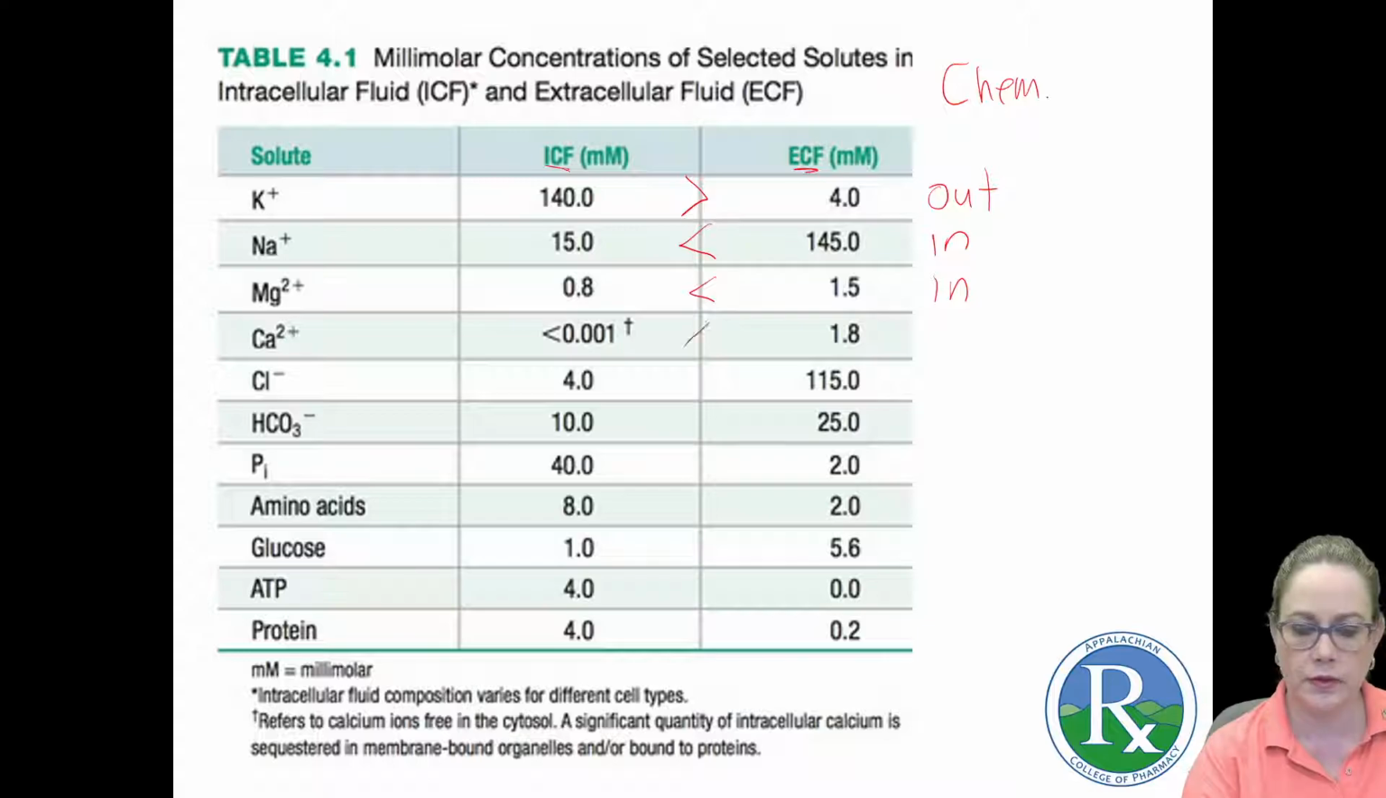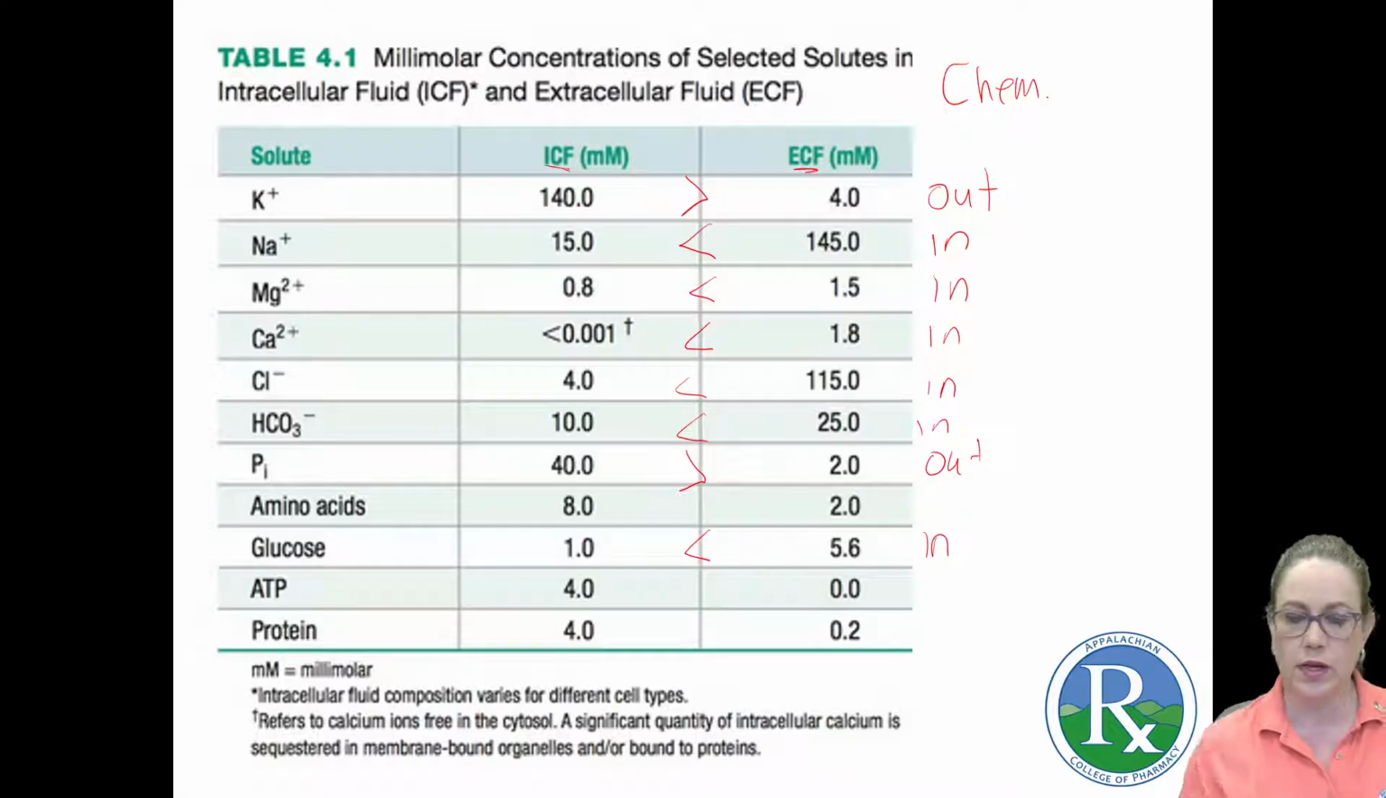Again, that's going to be the same for calcium and chloride. So these are both in, bicarb also in. Let's look for another example. Here we have one. Phosphate has a higher concentration inside the cell than outside, so that would want to move out. And our last example we'll do is glucose. This example has a higher concentration extracellularly compared to intracellularly, so it wants to move in.